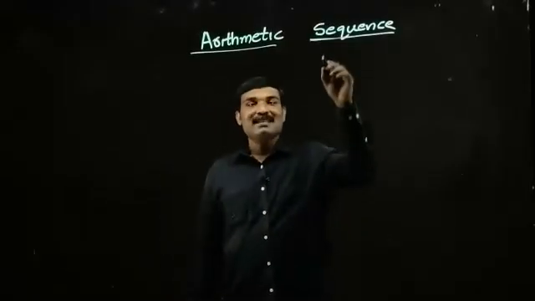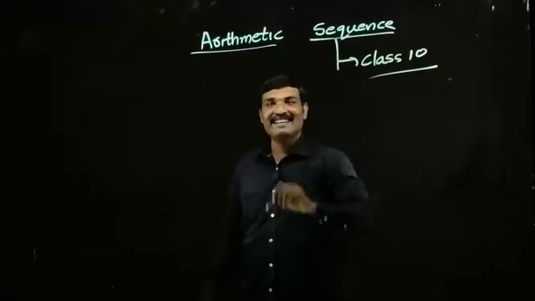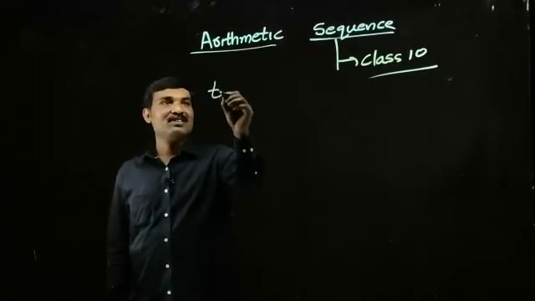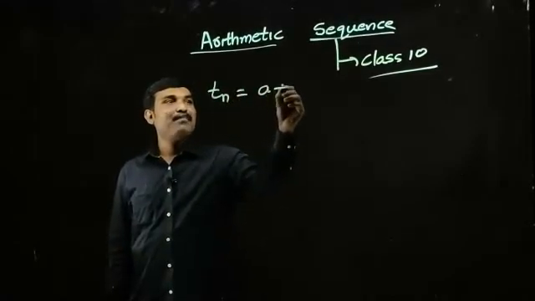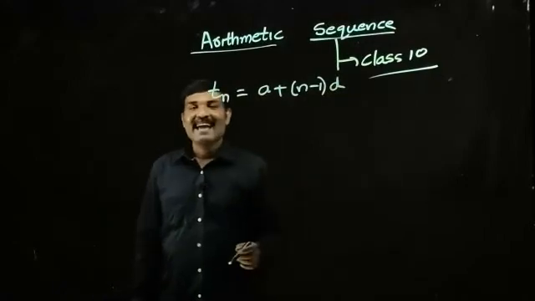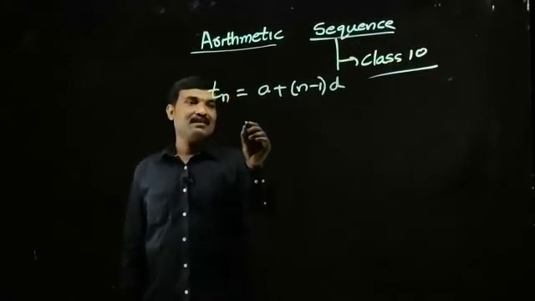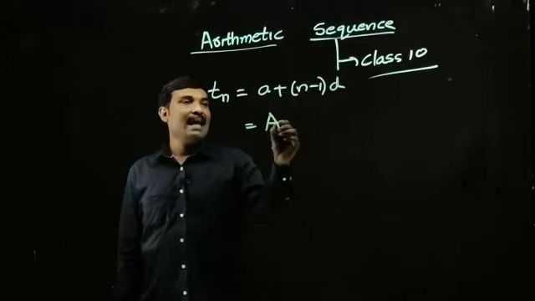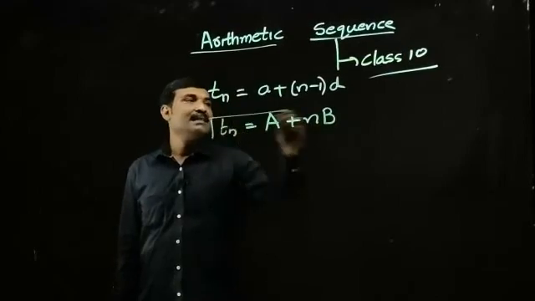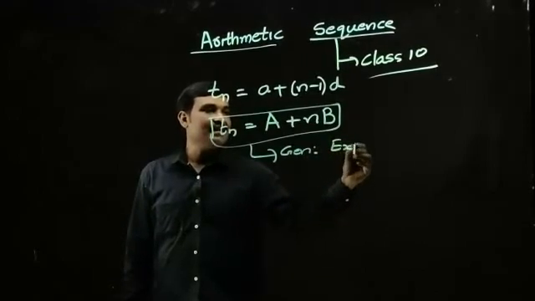Okay, so arithmetic sequence, and especially this is for class 10 students, both SCERT and NCERT. We know the expression for the nth term of an arithmetic sequence, Tn, is given as a plus (n minus 1) times d. Here Tn stands for the nth term. And we can reduce this to the form of some real number a plus n times b. So this is the general expression for an arithmetic sequence.